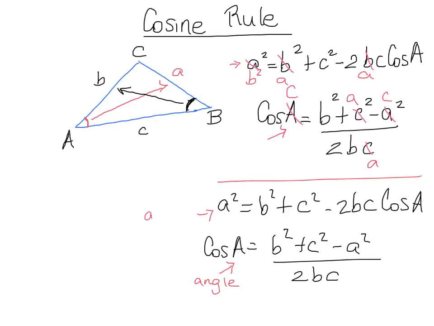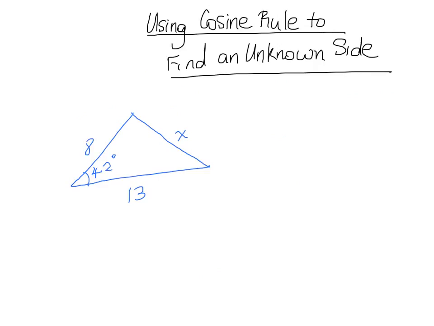So let's actually give this a try. In this example, we have two sides, we have the angle in between, and we're looking for the third side. We can use the cosine rule here because we have two sides and the angle in between.